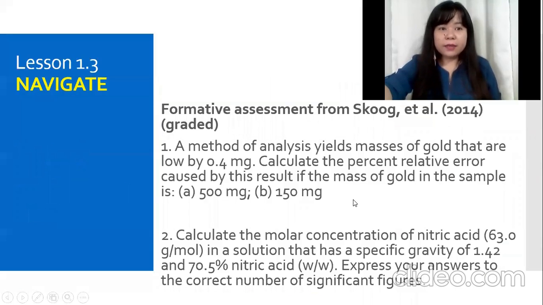So that ends the contents of our module 1.3. To continue with the navigate part of the module, here's a formative assessment from Skoog. First, a method of analysis yields masses of gold that are low by 0.4 milligrams. Calculate the percent relative error caused by this result if the mass of gold in the sample is A, 500 milligrams and B, 150 milligrams. This problem is very straightforward. Simply use the definition for the relative error, plug in the values, then you get the answer.